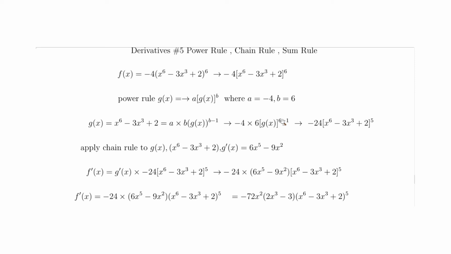So our first stage, when applying the power rule, we're left up with minus 24 times x to the power of 6 minus 3x cubed plus 2 to the power of 5. So you can see how we've got there. The 6 times the minus 4, minus 24, this stays, and that's reduced by 1. But now we've got to apply the chain rule to everything that's inside. The x to the power of 6 minus 3x cubed plus 2.